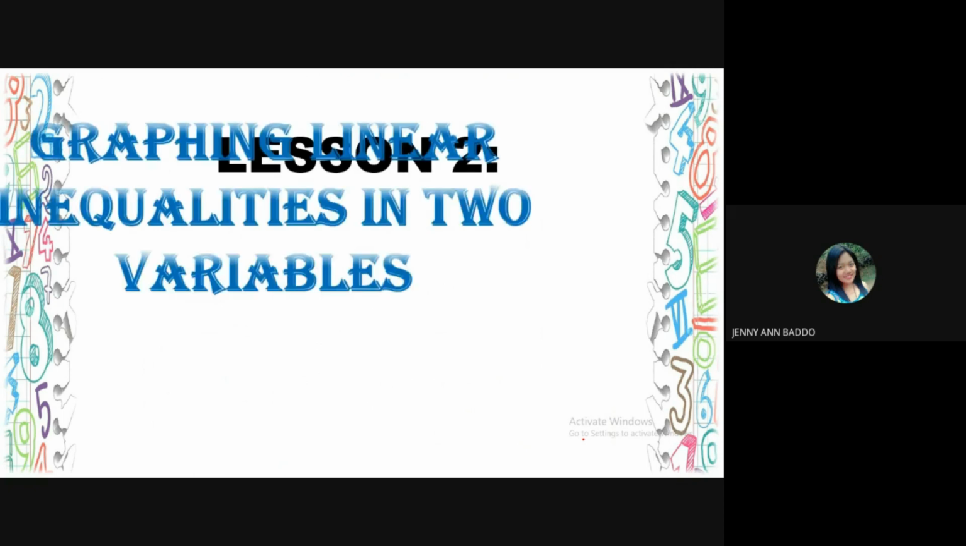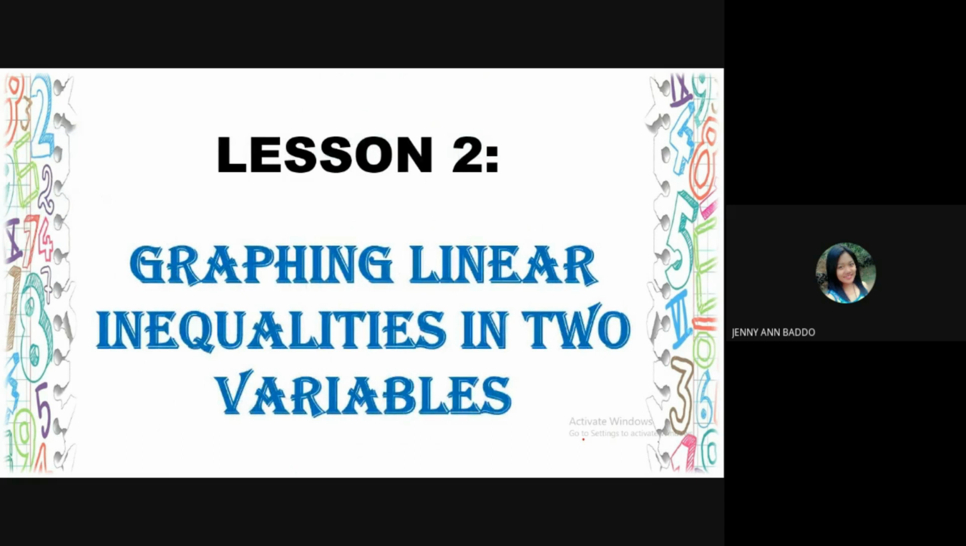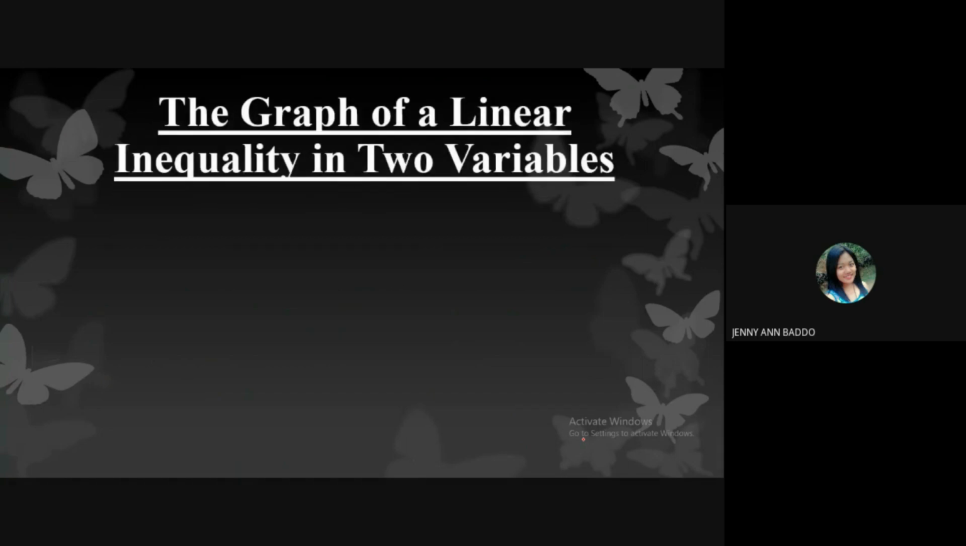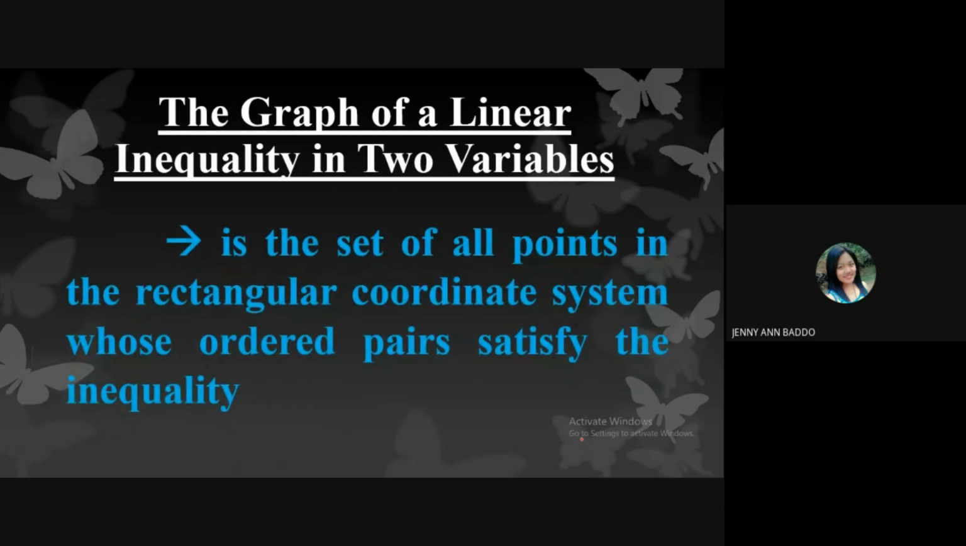Let's now have lesson 2, graphing linear inequalities in two variables. But before that, let us first describe the graph of a linear inequality in two variables. It is the set of all points in the rectangular coordinate system whose ordered pairs satisfy the inequality. So, like the solution of linear inequalities in two variables, for the graph, we consider all the points that satisfy the given inequality.